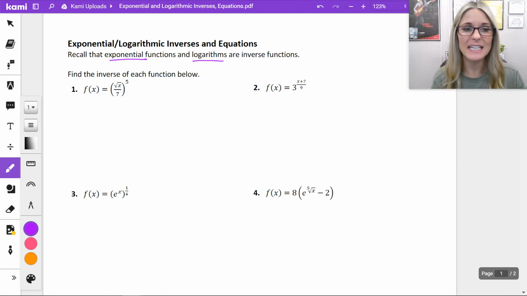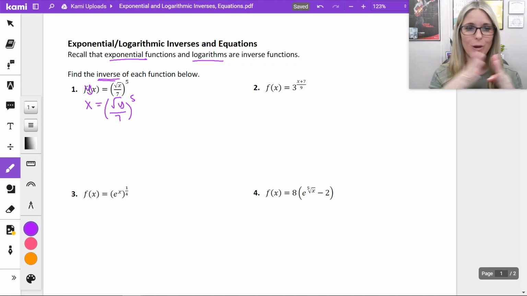Number one, find the inverse of each function below. Number one, f of x equals the quantity of the square root of x over 7 to the fifth power. So let's find the inverse. We're going to switch our x and y. F of x means the same thing as y. So I'm going to switch my letters here. X equals the square root of y divided by 7 raised to the fifth power. And now let's solve for y.